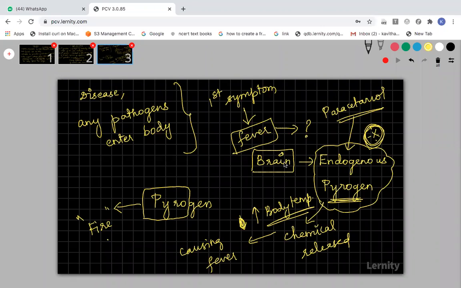That is a chemical released in your brain responsible for increasing the body temperature, and ultimately it will cause us fever whenever pathogens enter into the body or under any diseased condition.